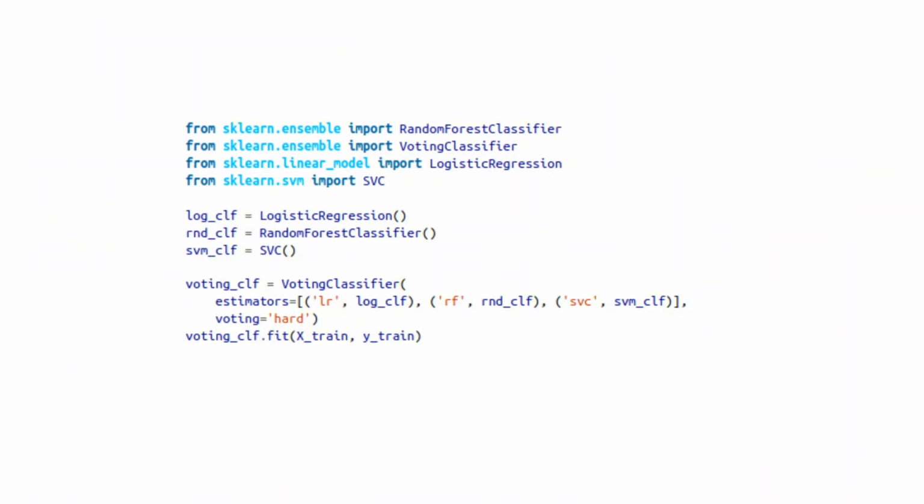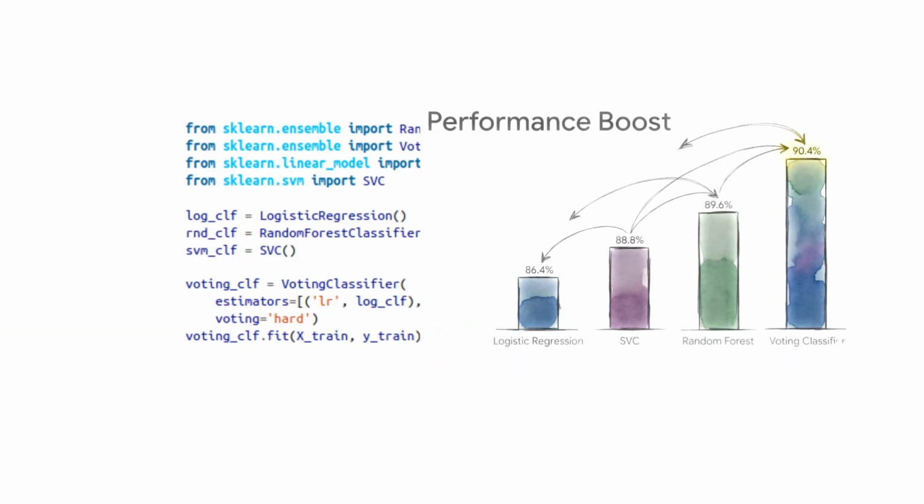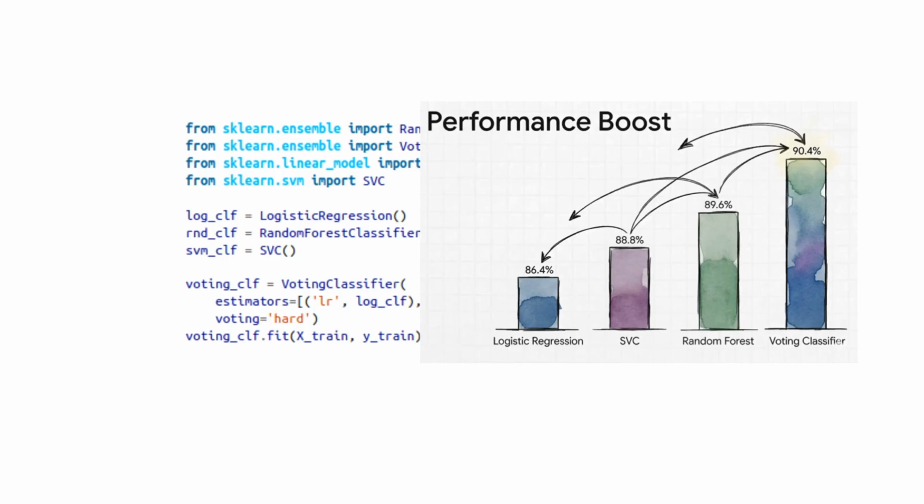And does it actually work? Oh, you bet it does. Just look at these numbers. You've got 3 individual models. The best one topped out at about 89.6% accuracy. Not bad. But when you combine them into a voting classifier, 90.4% accuracy. The group really is smarter than its smartest member.